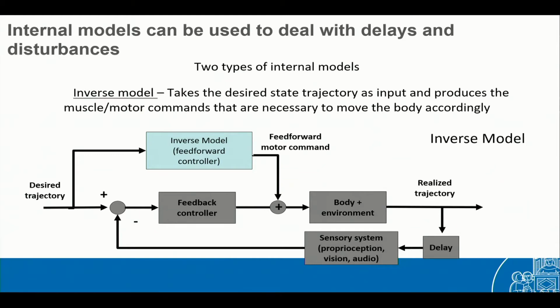Actually, starting from this theory proposed by Kawato, we can recognize two types of internal model. The first one is the inverse model, whose role is to take the desired state trajectory as an input and produce the motor commands that are needed to move the body accordingly. We add this to our basic feedback control because it is needed in order to overcome all the issues related to redundancy and to delay that we can have in the system.